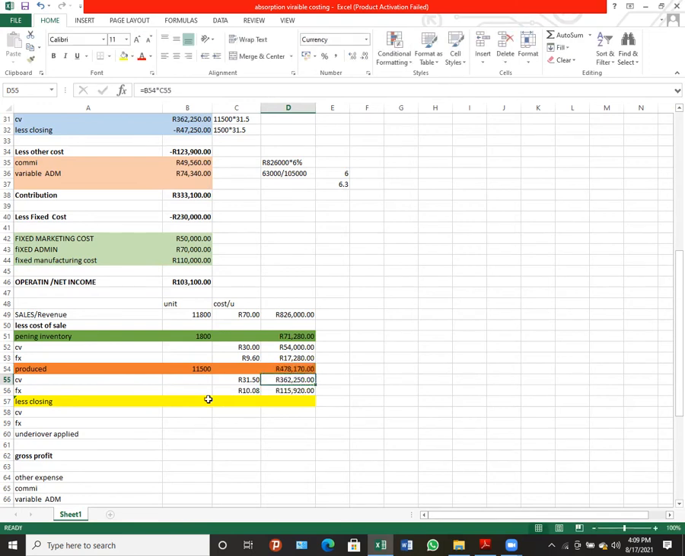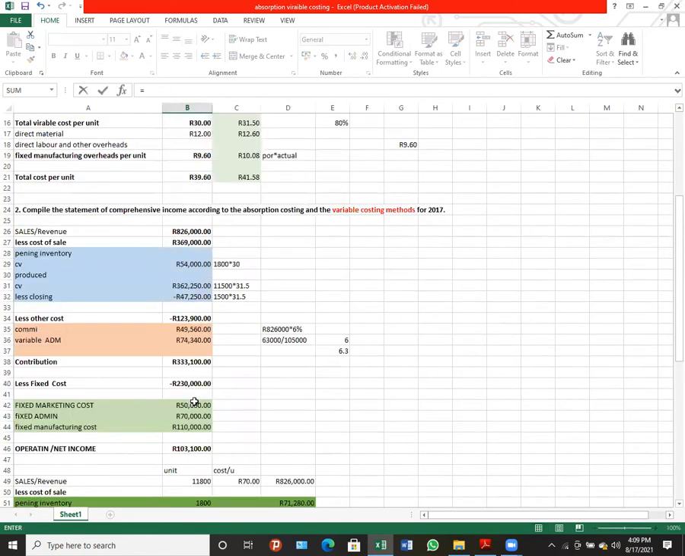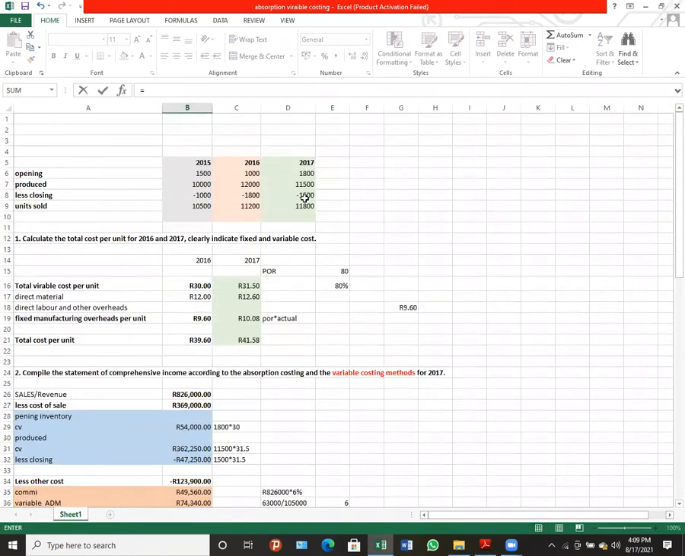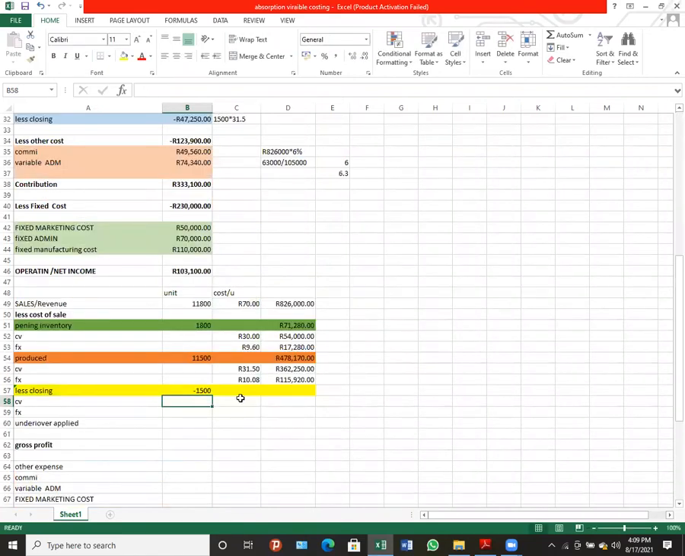We're together, ne, guys. Here, guys, we're going to take the units of closing. Closing units was 1,500, ne? And then the variable is equals to this, and the fixed is equals to this, ne?